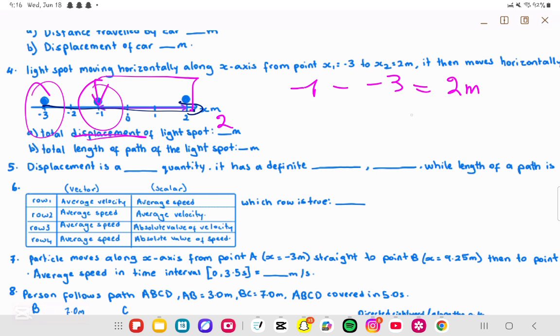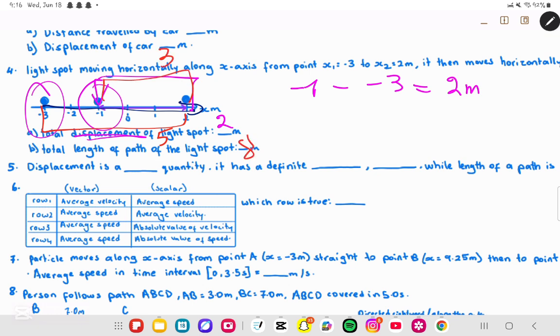Whereas the total length of the path, remember, you could do it logically. You can say first he moved from minus 3 till 2. What's the distance from minus 3 till 2? That is 5, if I'm not mistaken. And then from 2 till minus 1, that is 3. So 5 plus 3, that's going to be 8.